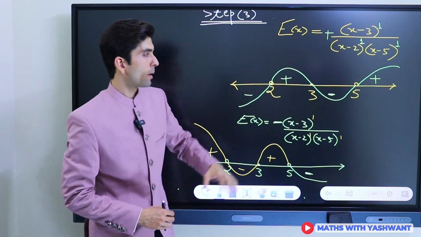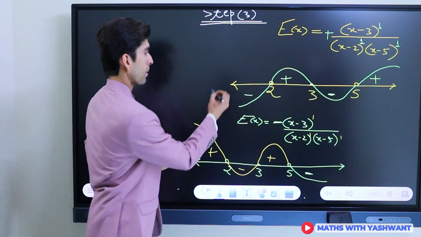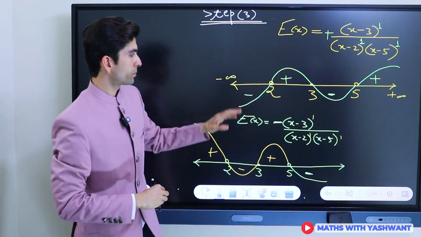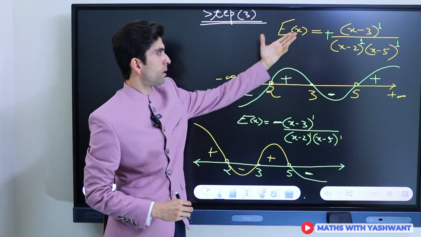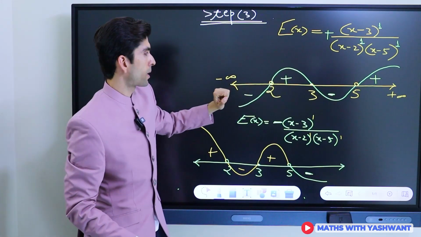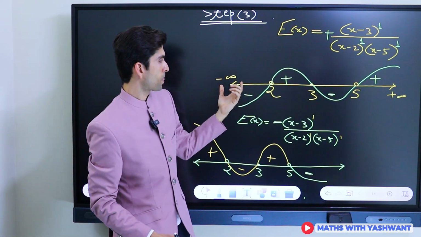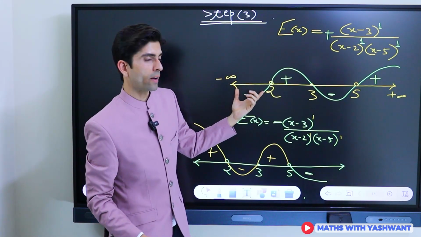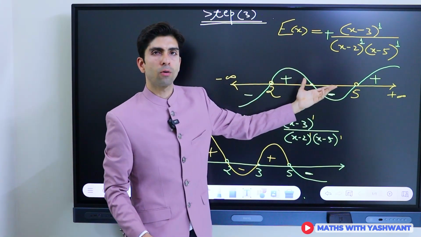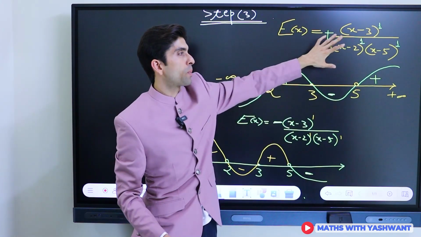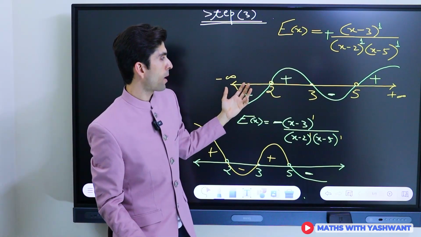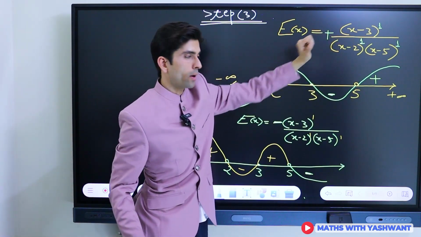Let's try to understand. In this case, the number line is running from negative infinity to positive infinity. The wavy curve for this expression gives us a message that for the values of x that belong to the interval negative infinity to 2 and 3 to 5, if you put any value of x from this interval in the expression, this expression is going to generate a negative value or a negative output. You can take any value from this interval and verify it.